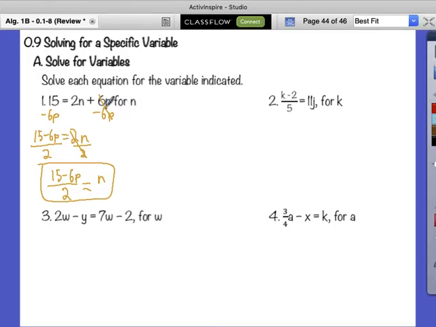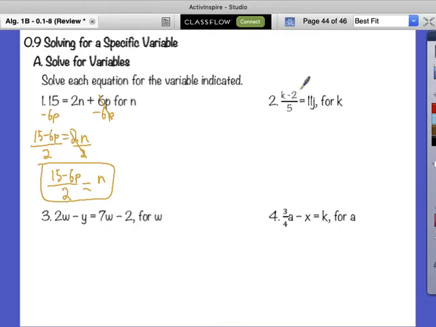Number 2, I said letter 2. Number 2, k minus 2 over 5 equals 11j. So you have two different variables, k and j. Which one is it asking us to solve for? K. So what's happening with k? We are doing what and what? Subtracting by 2 and dividing by 5.